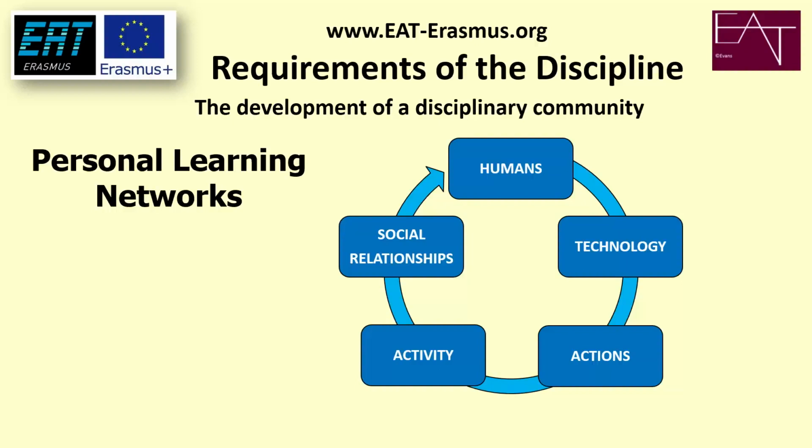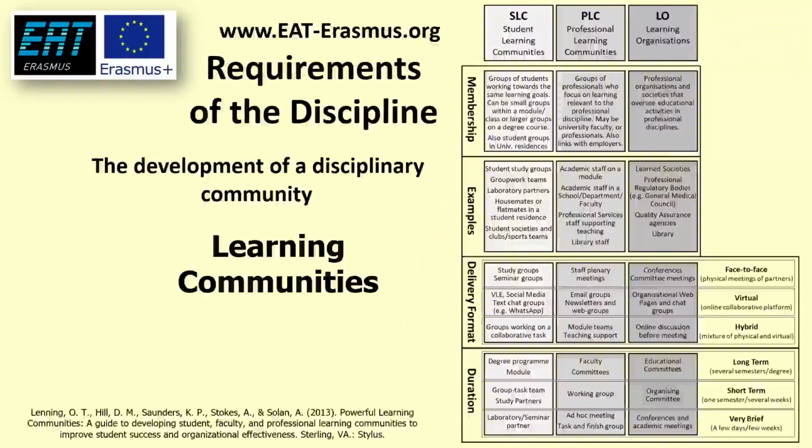The important thing about personal learning networks is they interact with each other, they overlap. So one person's personal learning network might involve another person, and that other person's personal learning network might involve that first person in a mutualistic arrangement. That leads very closely to the concept of learning communities.